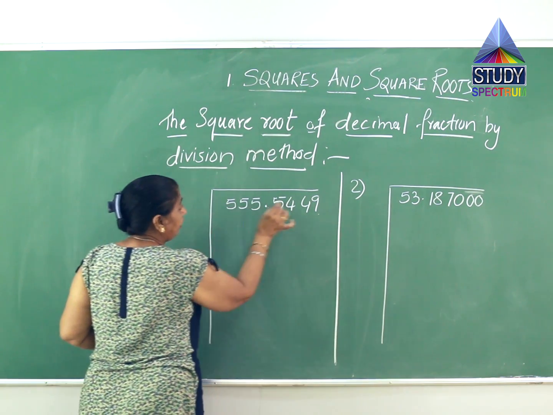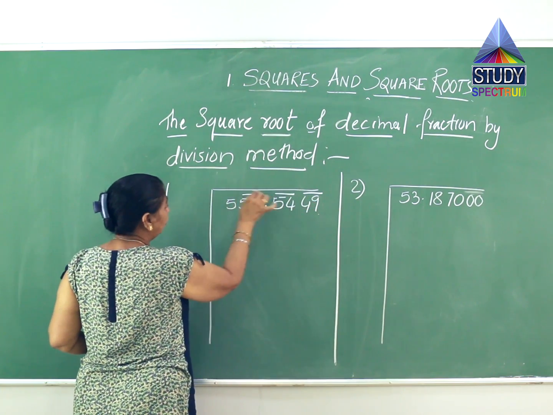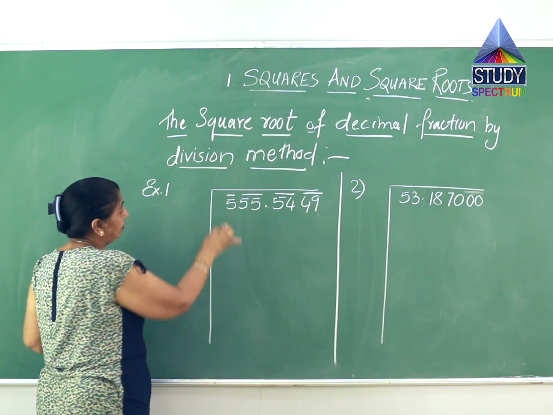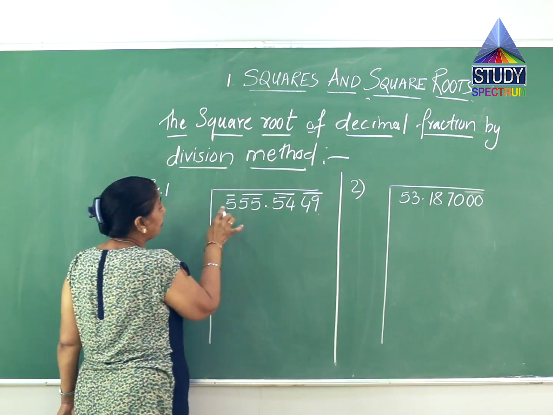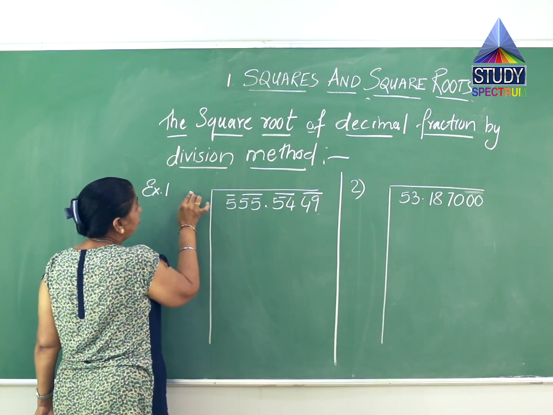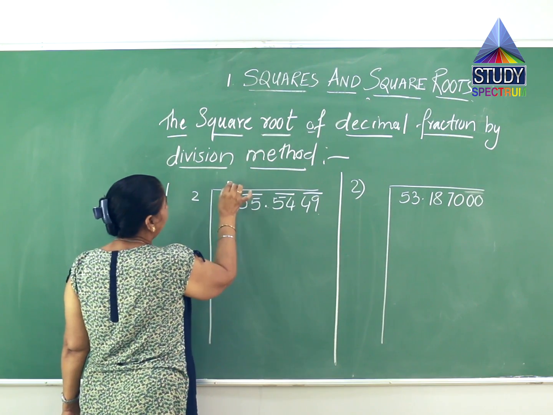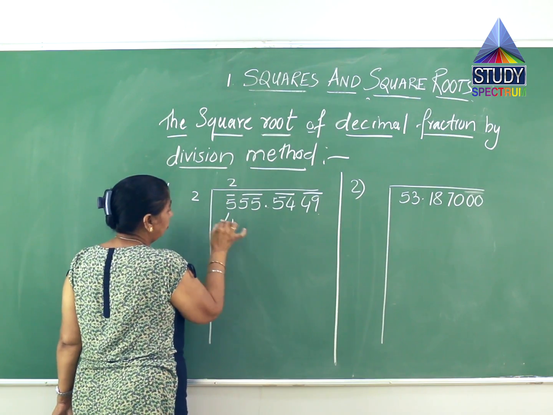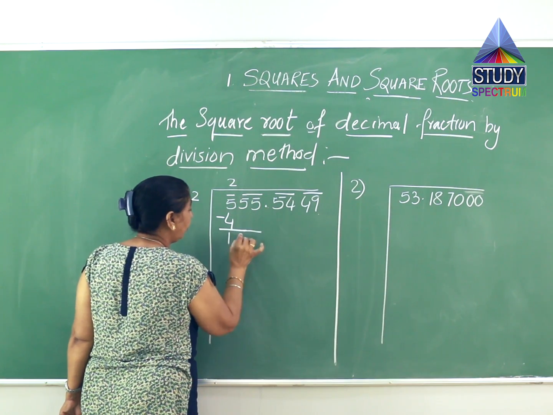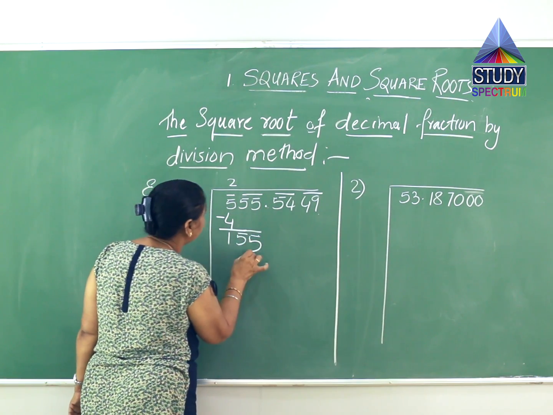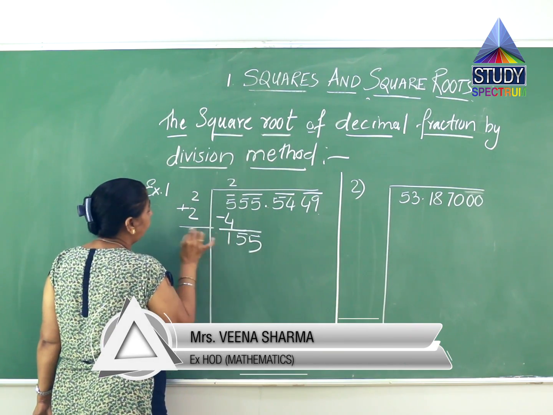Now again, first we have to make groups of 2, and here the first number is 5, which is a single digit. I have to take such a number that its square should be near to this. We know that the square of 2 is 4. So I'll start with 2. 2 into 2 gives me 4. After subtracting, I'll get 1 over here, and this 55 together we have to take down. Don't forget to add this 2 to this, that will make 4.